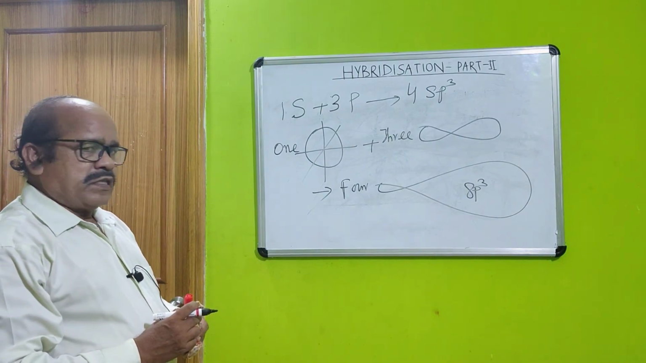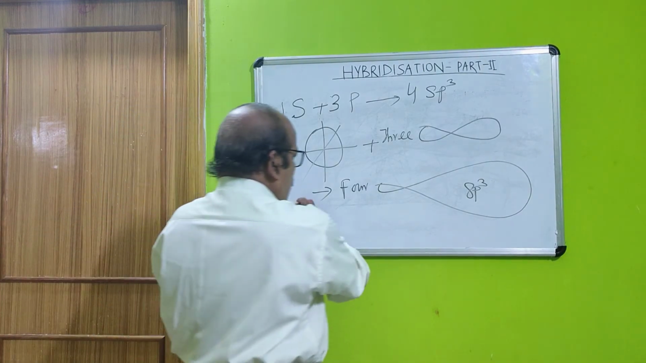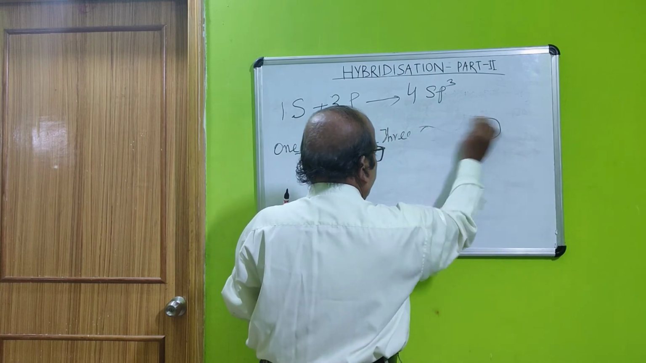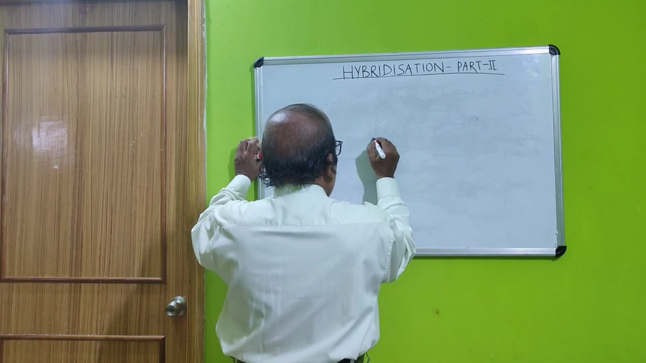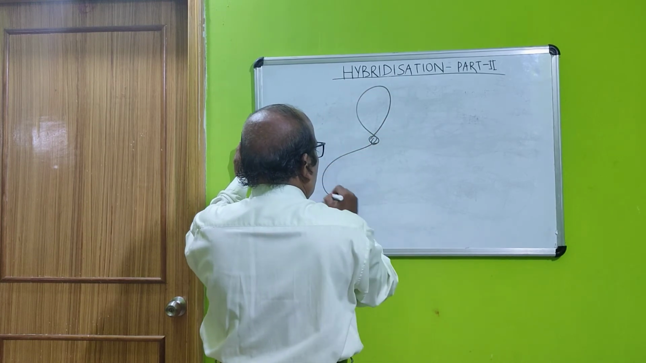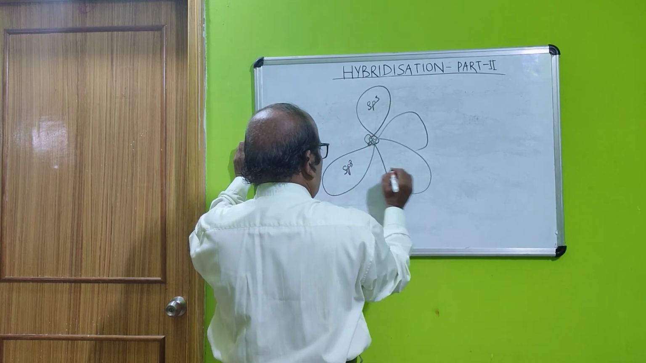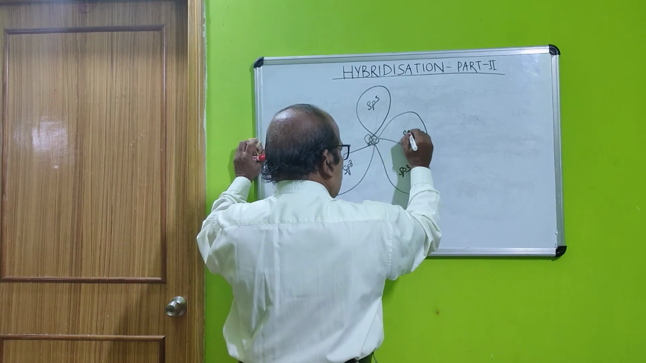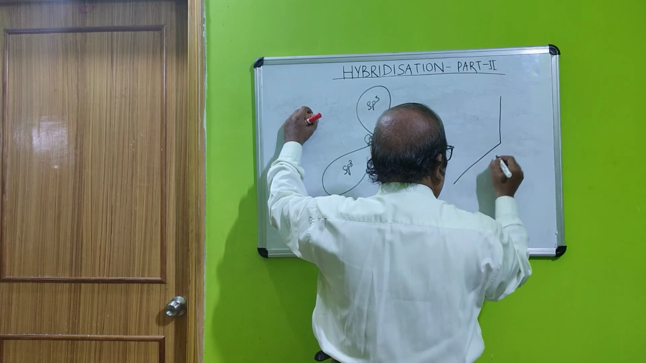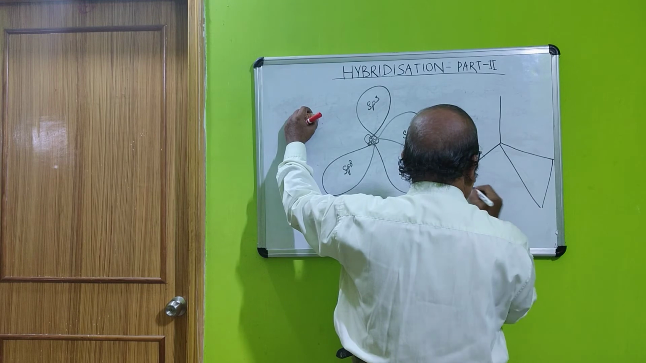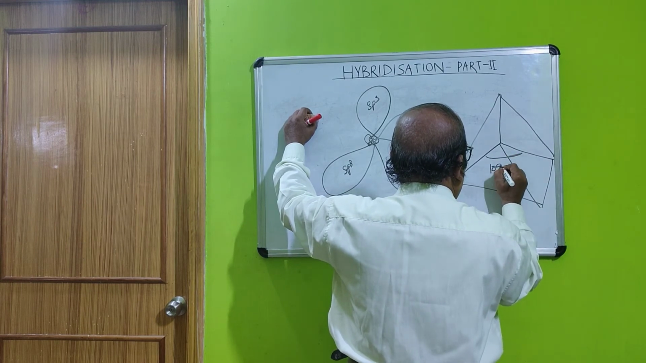These 4 sp3 hybrid orbitals will repel each other, and how the shape is, I'm drawing its figure. This is 1 sp3, this is 1 sp3, this is 1 sp3, and this one is inside, it is 1 sp3. The line structure is like this. This is 1, here is 1, here is 1, and here is 1. The bond angle is 109.5 degree.